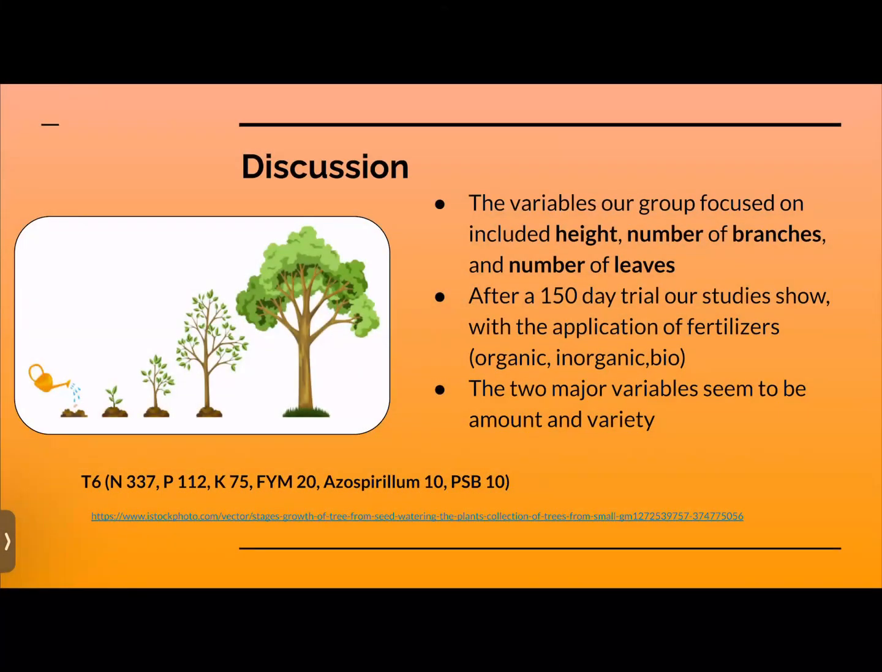Using data from the effect of different inorganic, organic, and biofertilizers on plant growth of sweet orange from the International Journal of Microbiology and Applied Science, we found in the end that treatment 6 was the most effective for vegetative growth, which was a mixture of organic, inorganic, and biofertilizers.